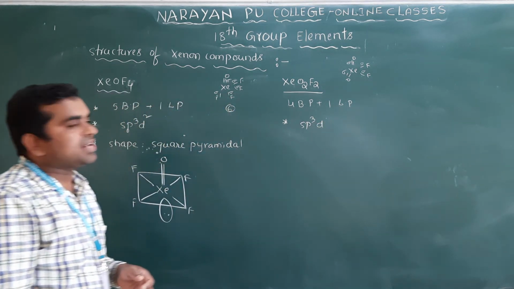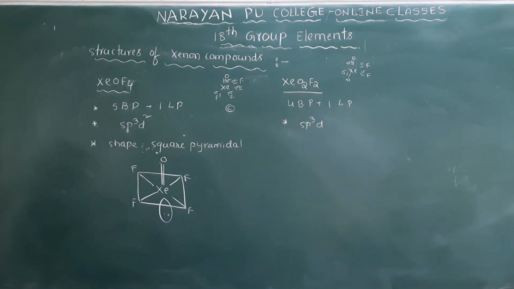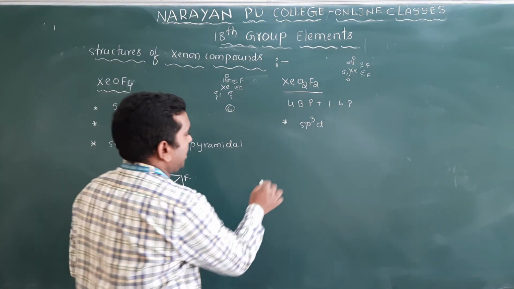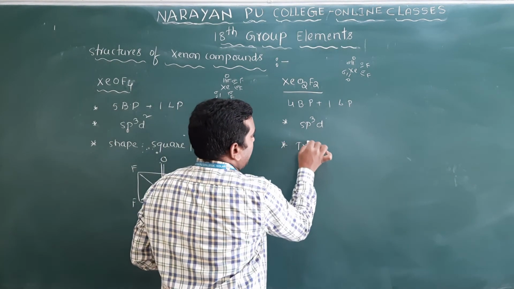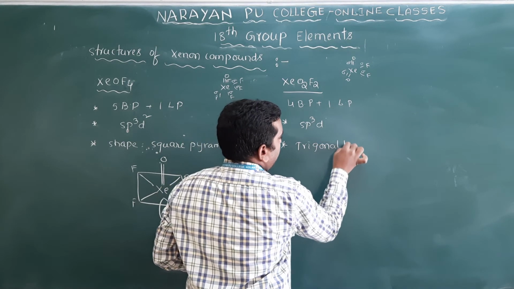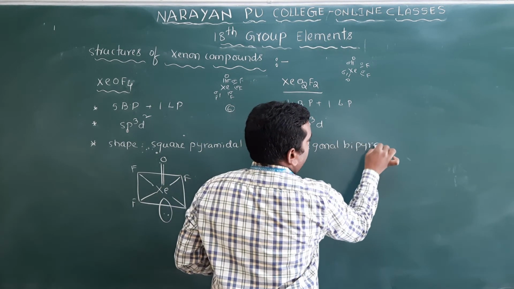When 4 bond pairs and 1 lone pair, what is the shape of the molecule here? Trigonal bipyramidal. What is the shape here? Trigonal bipyramidal shape.